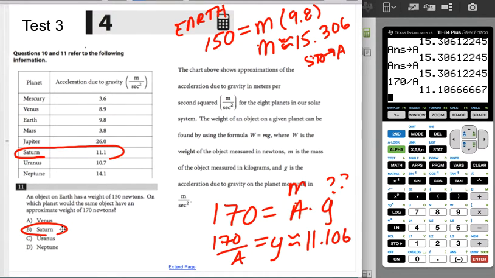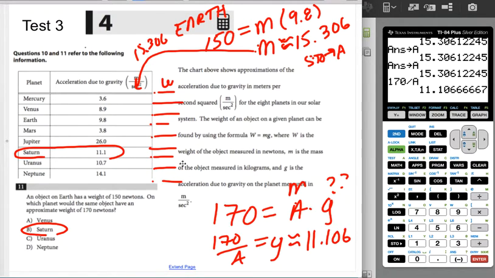So that's one way to do it. The other way to do it is to literally take this mass right here and say, okay, if the mass is 15.306, what is the weight? And you could find all of those weights, right? And you could see which one's the closest to 170. That would be totally fine.